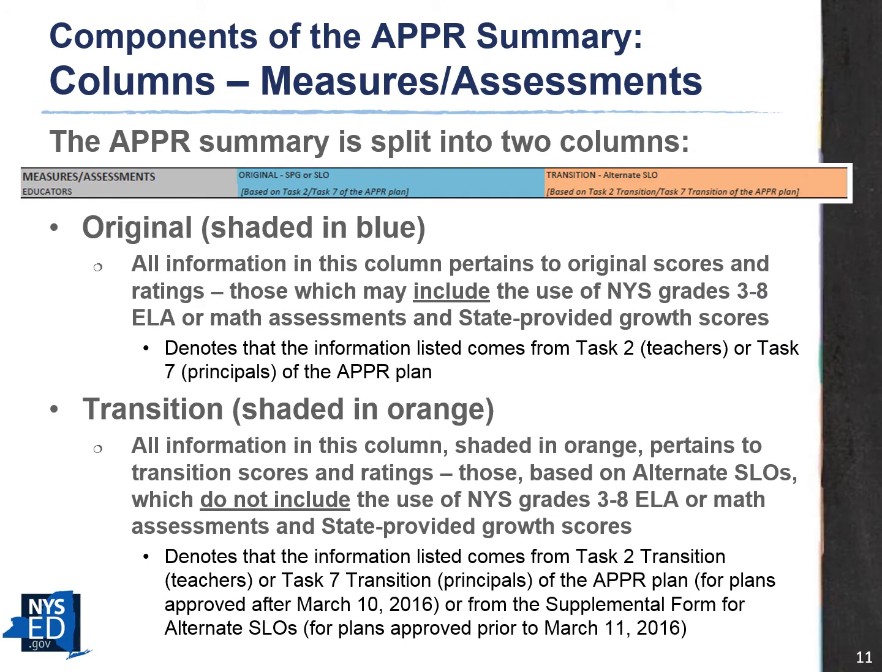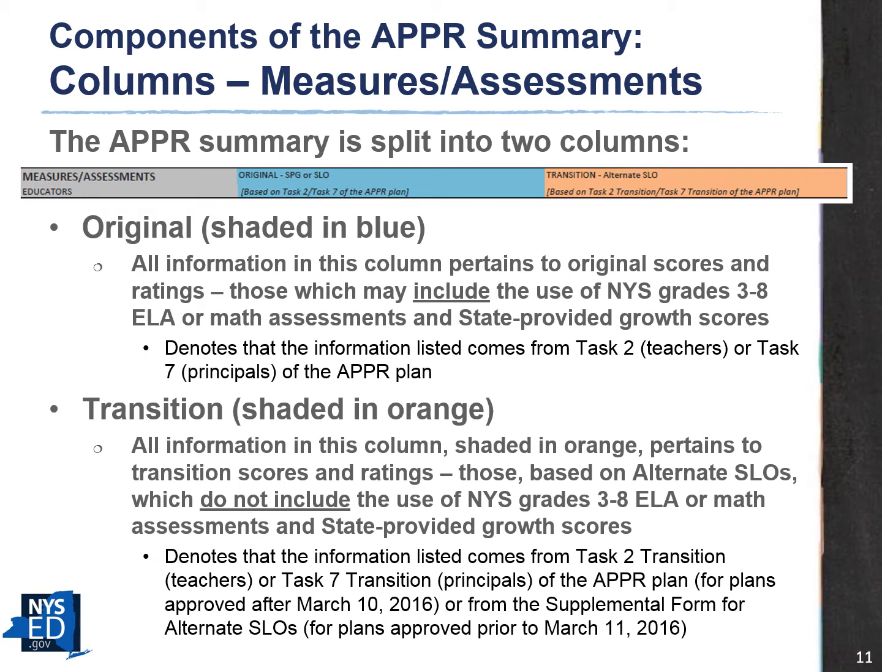Components of the APPR summary: columns, measures, and assessments. The APPR summary is split into two columns. Original, shaded in blue. All information in this column pertains to original scores and ratings, those which may include the use of New York State grades 3 through 8 ELA or math assessments and state-provided growth scores. Denotes that the information listed comes from Task 2 for teachers or Task 7 for principals of the APPR plan.